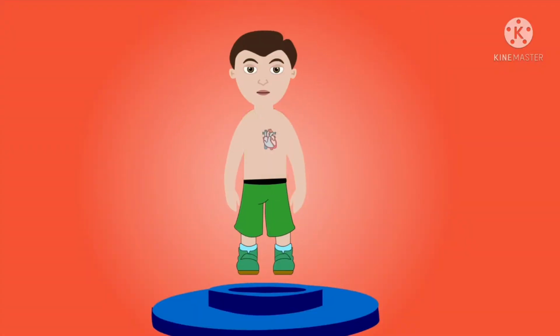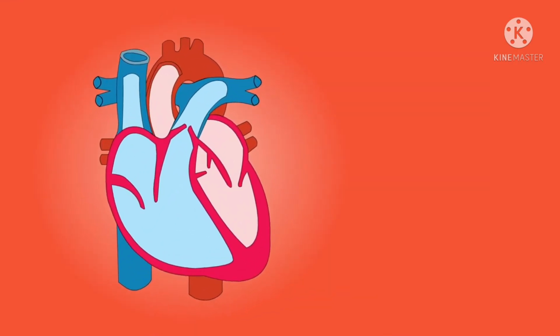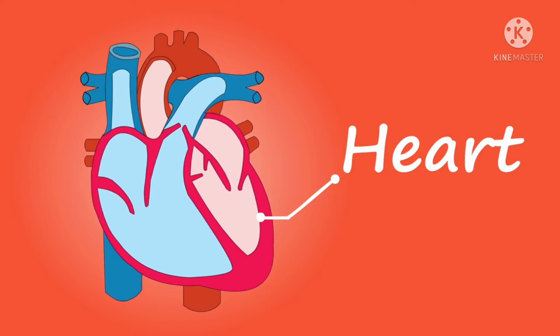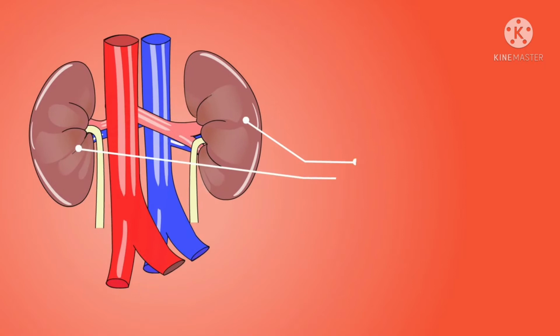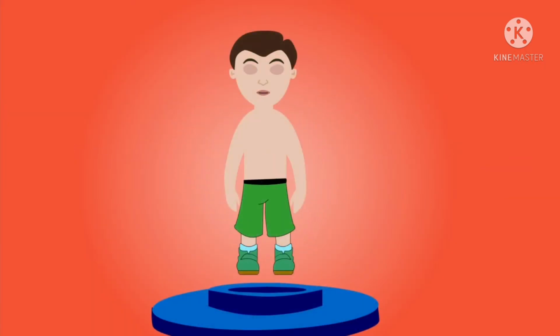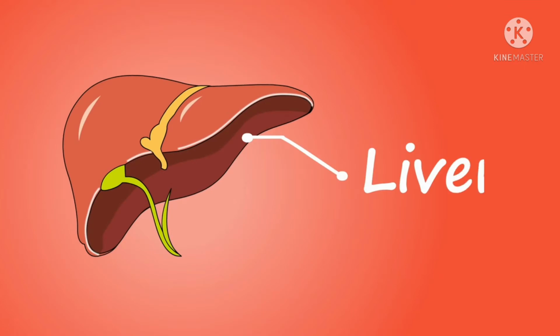The first organ is our heart, which is helpful for pumping our blood. The second one is the circulatory system, which circulates blood throughout our body, and the third one is our kidney, which is helpful for the excretion of some harmful substances from our body. And after that, this is the liver. Liver produces bile juice for digestion.